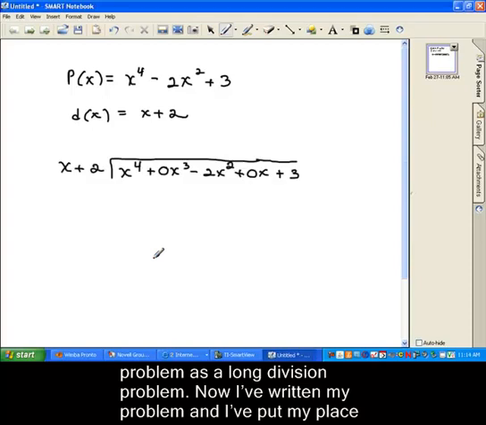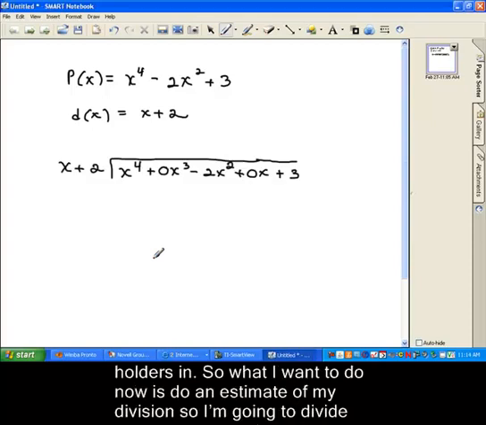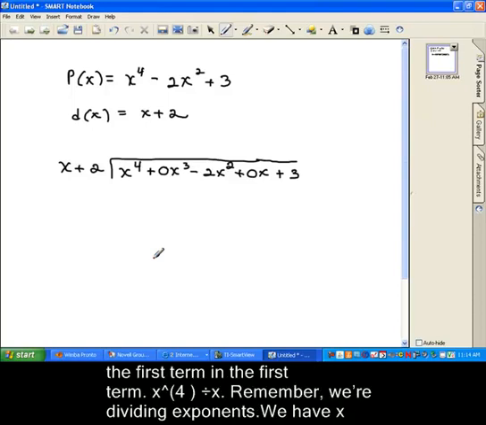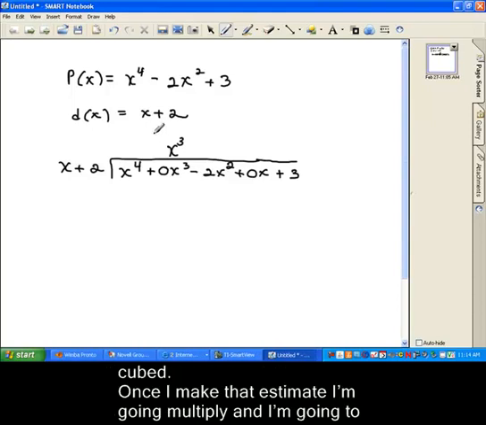Now, I've written my problem and I've put my placeholders in. So what I want to do now is do an estimate of my division. So I'm going to divide the first term into the first term. X to the 4th divided by x, remember we're subtracting exponents, is x to the 3rd. Once I make that estimate, I'm going to multiply. And I'm going to multiply the x cubed times both of these terms over here.